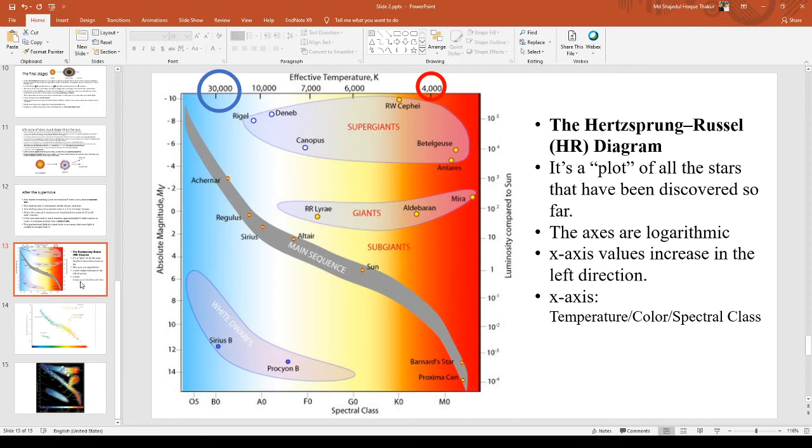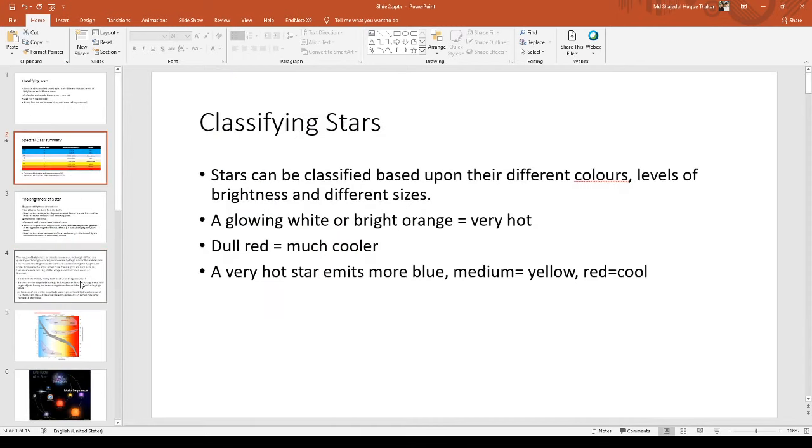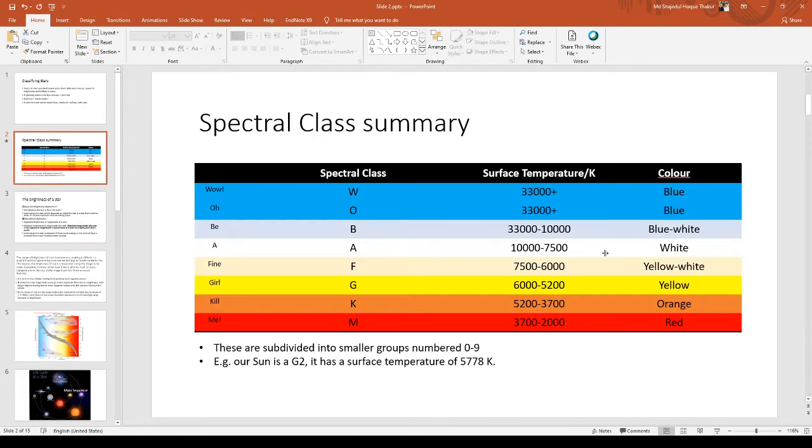You should remember it from this table. Red at the bottom all the way up to blue at the top. So blue is the highest temperature, red is the lowest temperature. Okay, and in between you have orange, yellow, white, and blue-white.